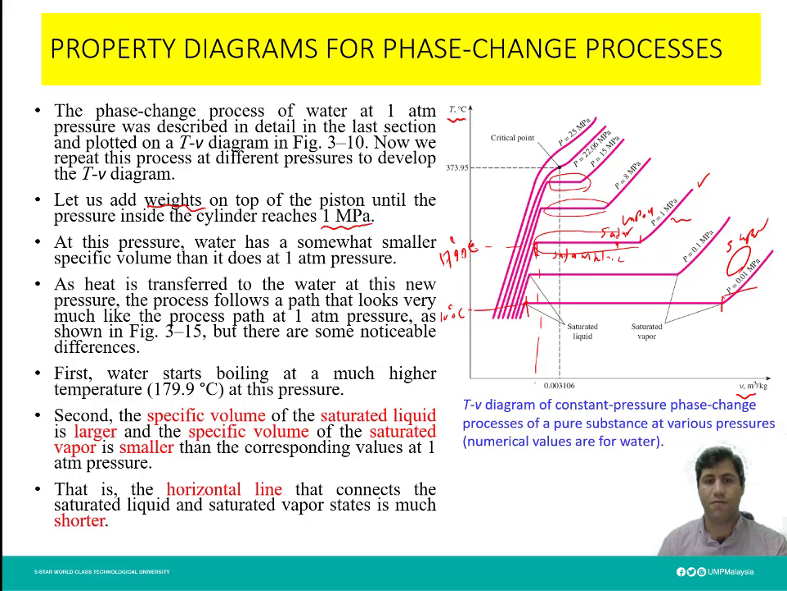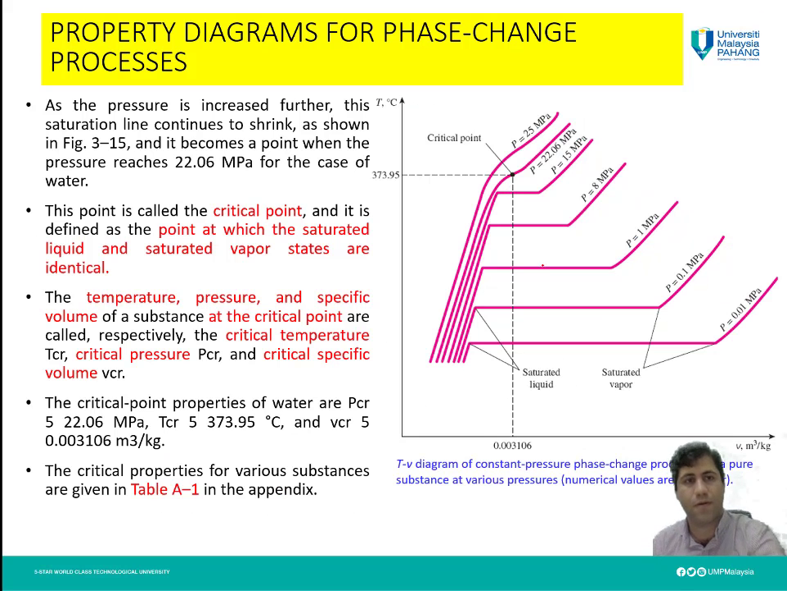This is the start of vaporization. Second, the specific volume of the saturated liquid is larger, and the specific volume of the saturated vapor is smaller. This is saturated liquid, this is saturated vapor. You can see here at this pressure the difference, this line is this much, and as the pressure is increased, again this is saturated vapor, this is saturated liquid, and the line is shorter. So this horizontal line will be shorter as the pressure is increased.